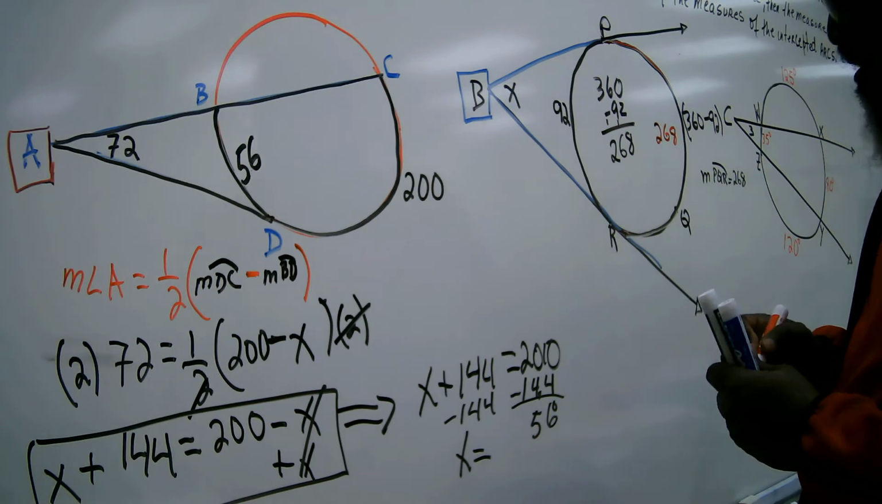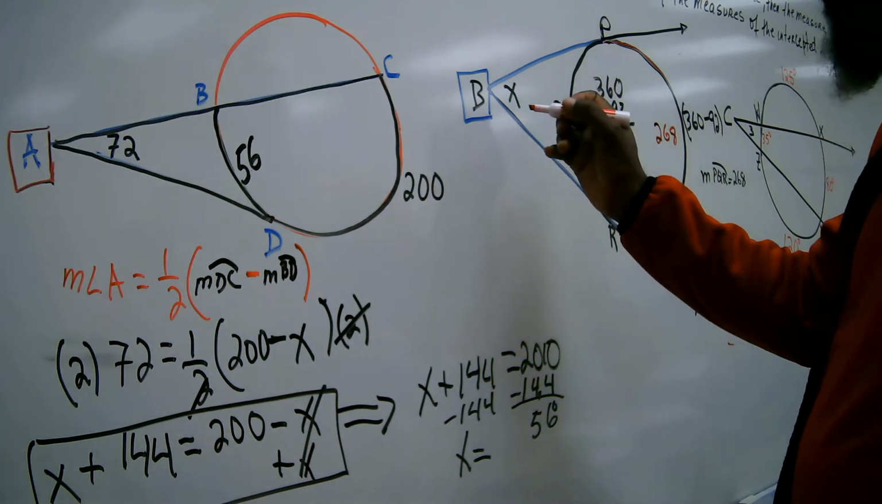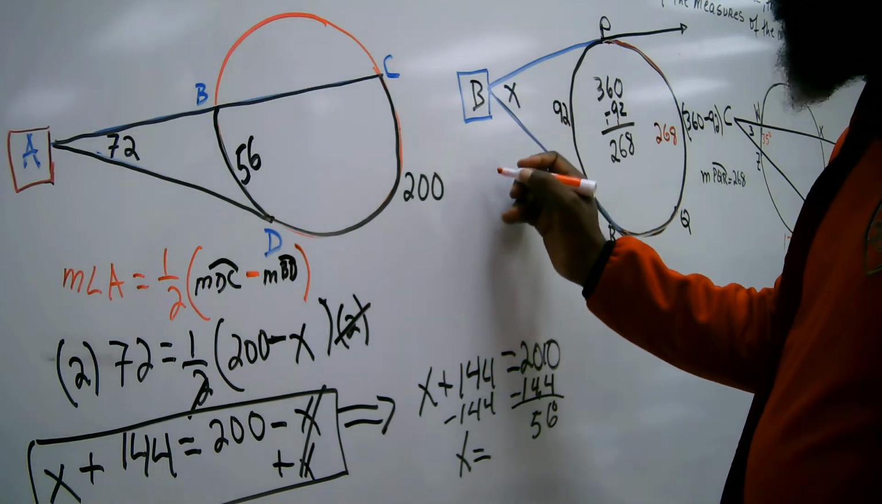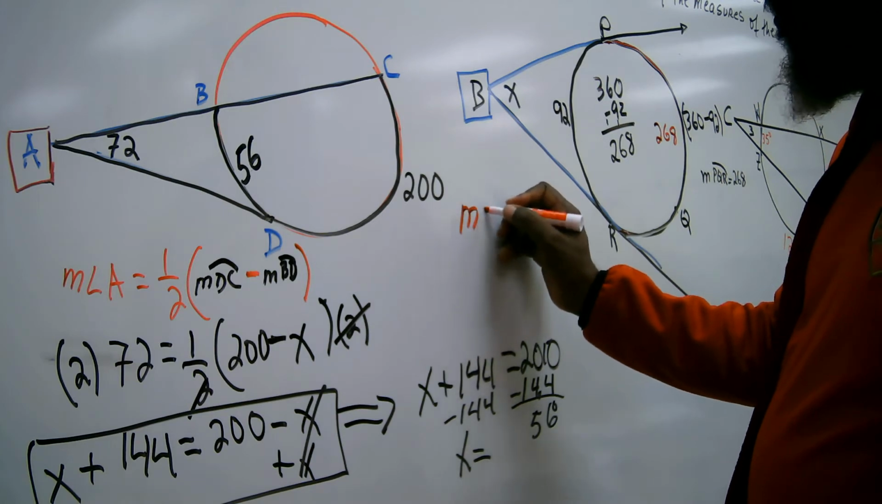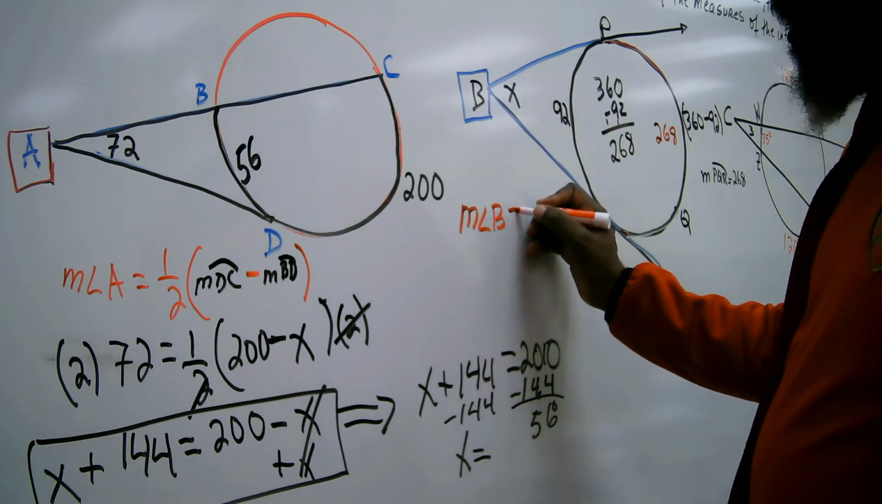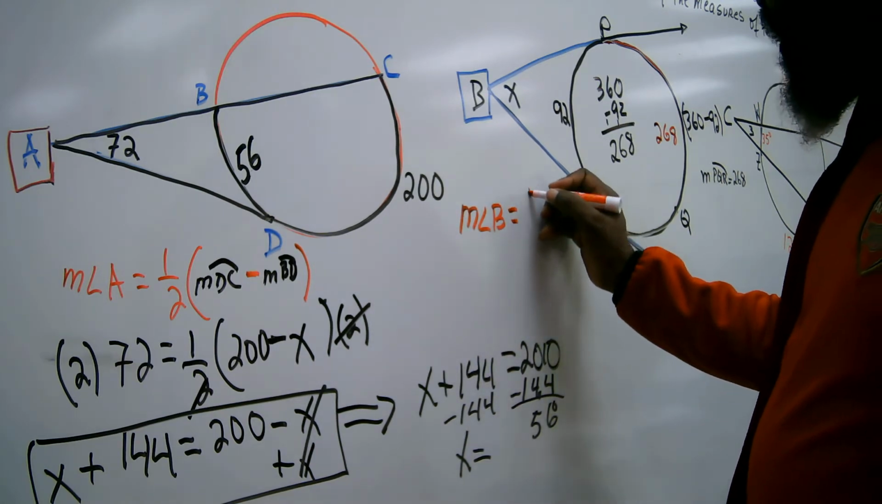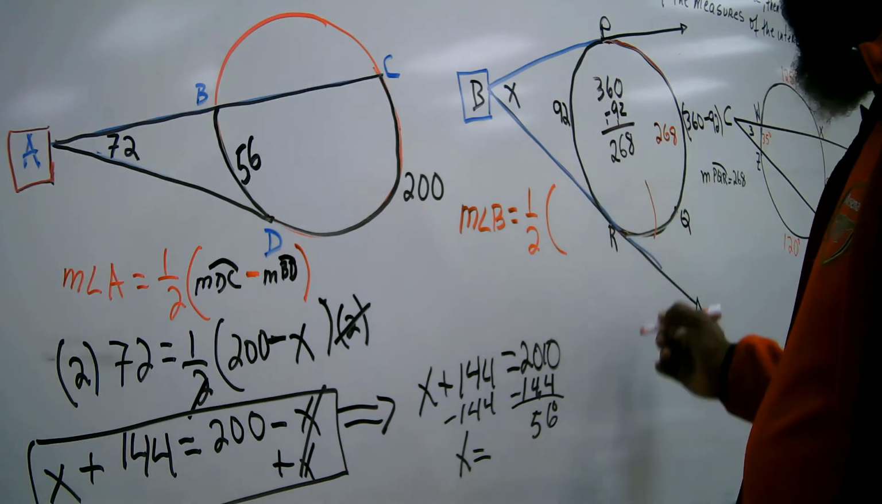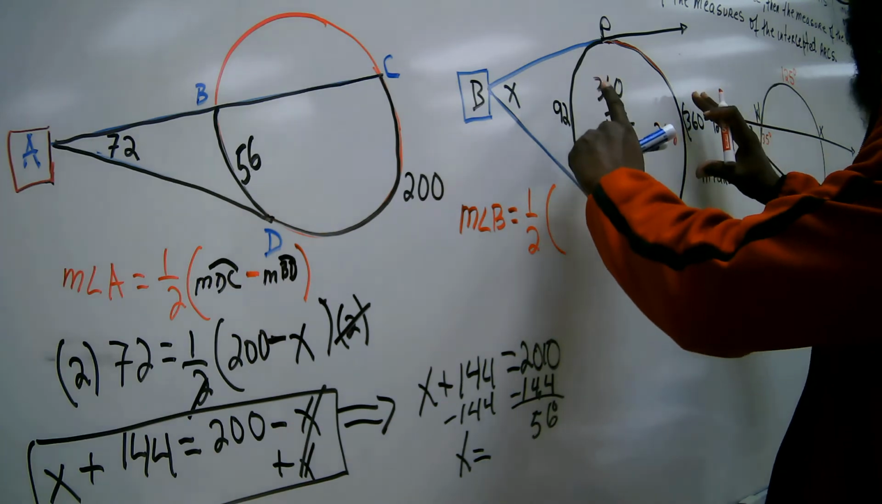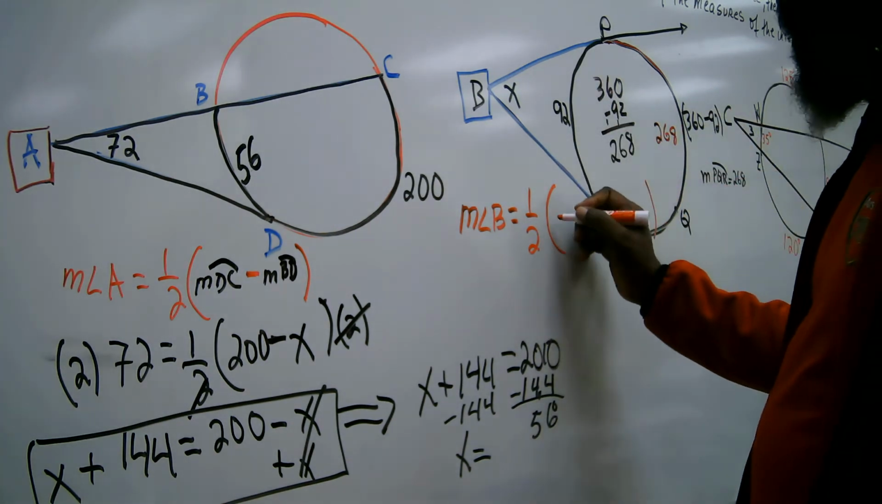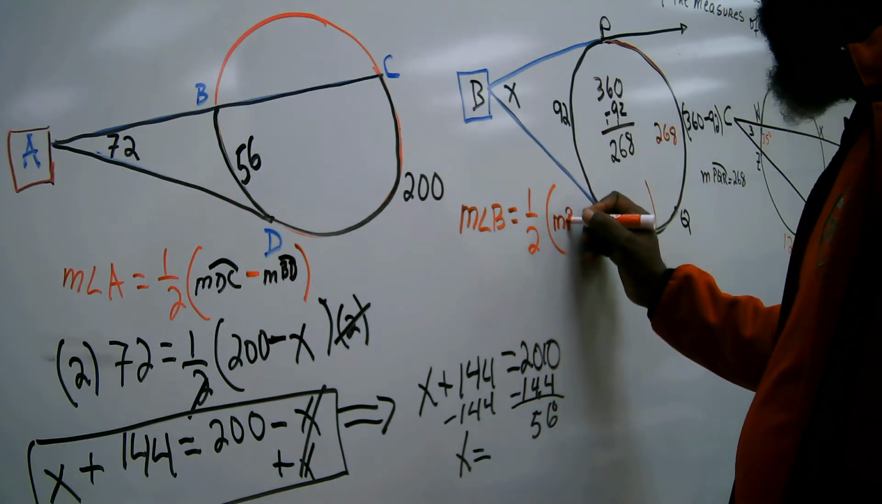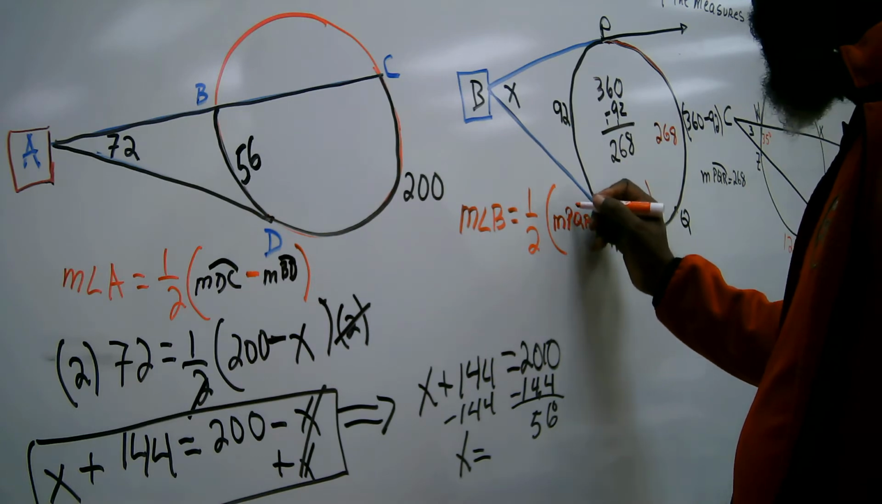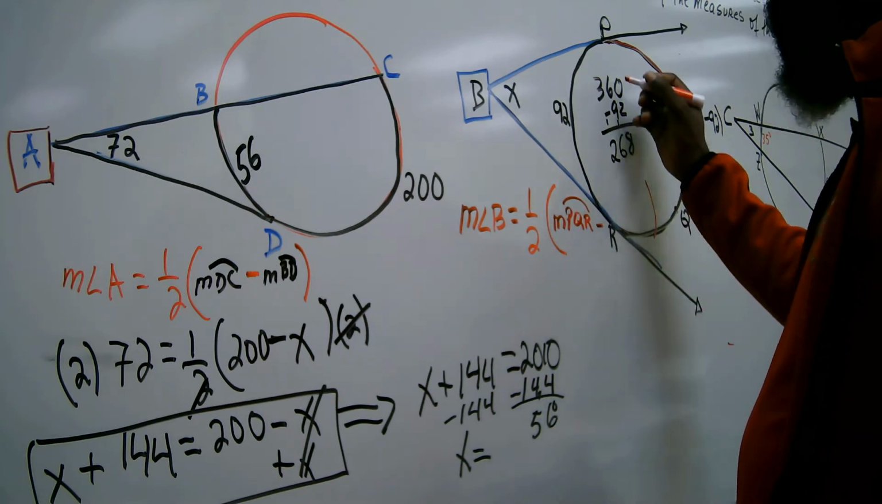Now I can set up my problem. In order to find angle B, the measure of angle B will equal 1/2 of the difference of those two arcs. Those two arcs were major arc PQR minus arc PR.